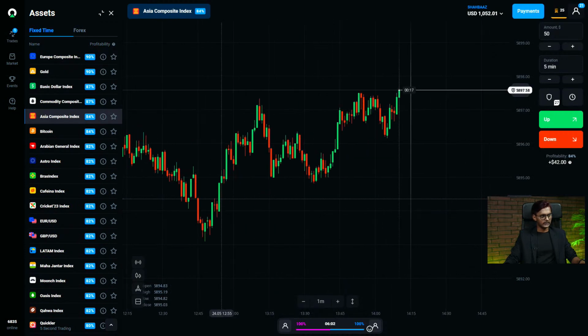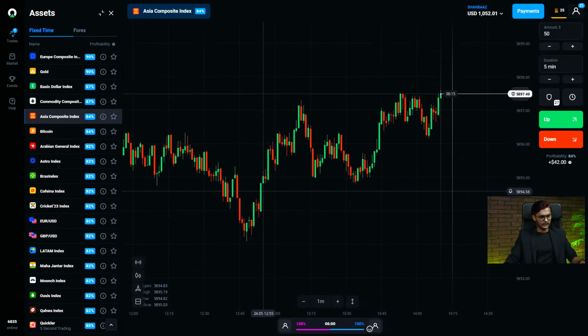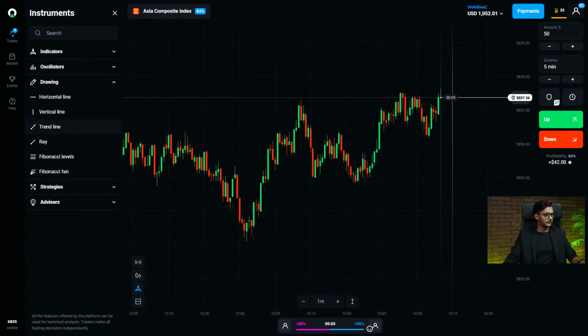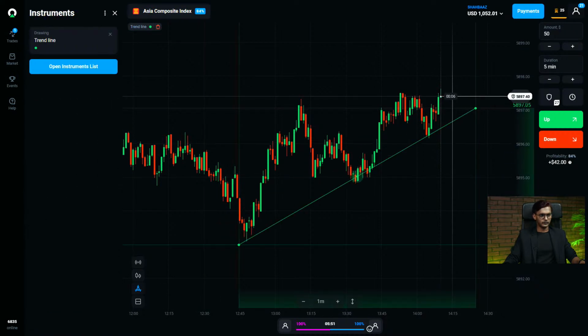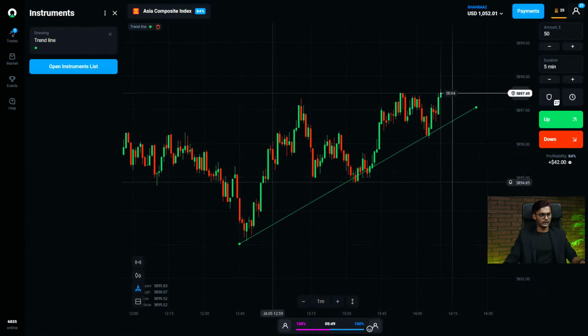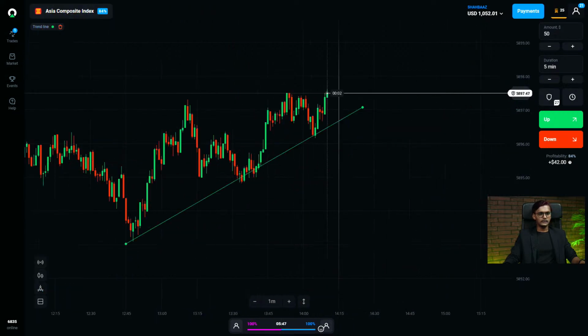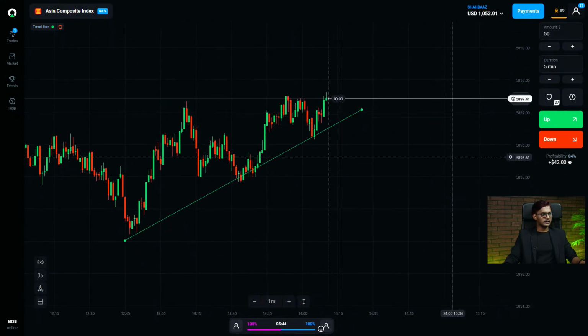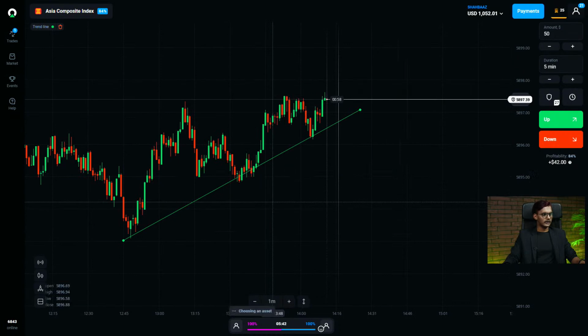Okay, seems like Asia Composite is going upside. There is a strong trend line, you can see. I can actually draw it from my technical analysis. Here you go. You see, here is a trend line, right? And this Asia Composite is trying to go upwards. So I think I should go with an up trade.